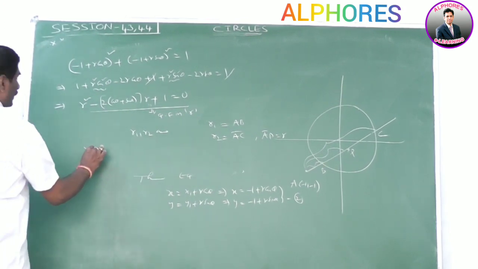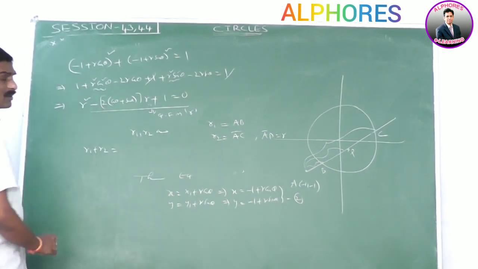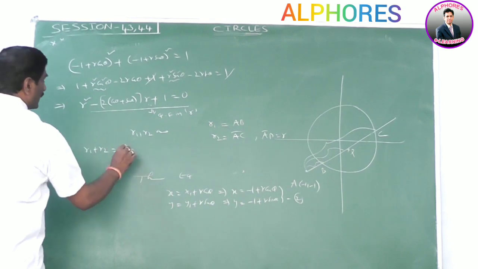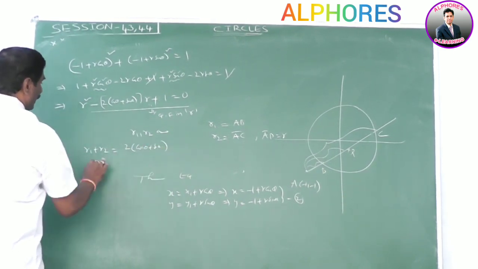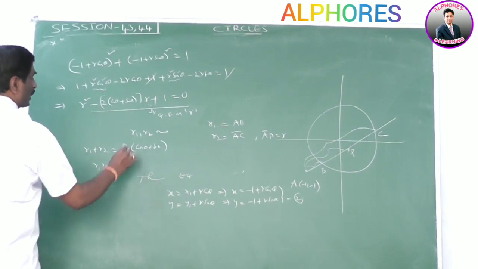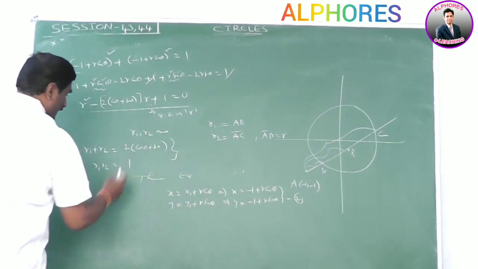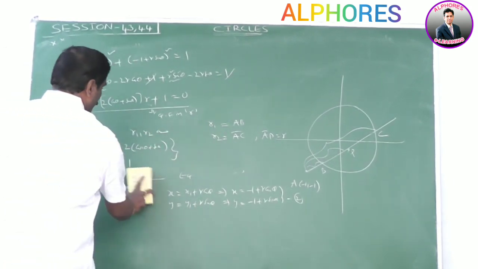That means R1 plus R2 is equal to the sum of the roots, which is minus B by A. Minus B by A means 2 of cos theta plus sin theta. Similarly, the product of the roots R1 R2 is equal to C by A, which means 1. Please note these equations.